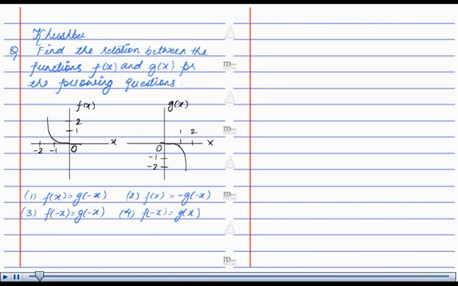Hello, I'm Krishpu. The question is, find the relation between the functions f of x and g of x for the following question. In the question here, graphs for f of x and g of x have been given.